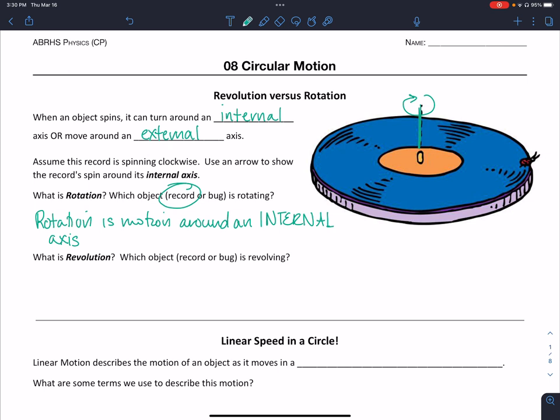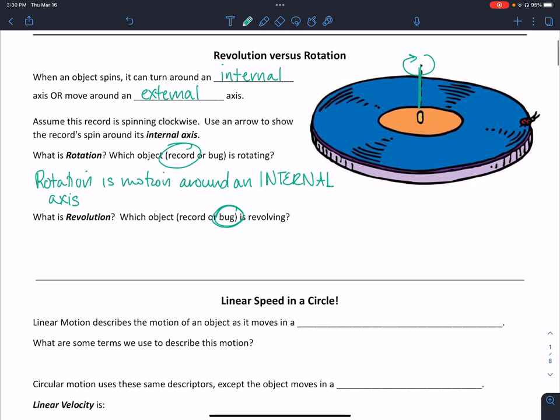Another example of something that would rotate would be a figure skater in a spin. Anytime that you spin around, trying to look in a different direction, you're spinning around your internal axis. The Earth spins on an internal axis one time a day, as a matter of fact. So if the record is doing the rotating, then our bug out on the edge must be doing the revolving.